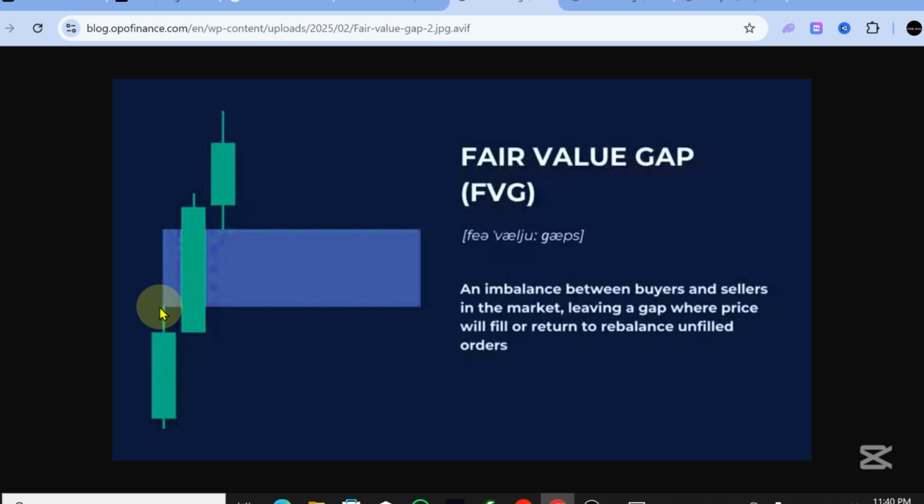This particular place is the body of the candle, and this place is the body of the candle. This tiny place is what we call the wick of the candle. The wick of this candle and the wick of this candle should not overlap. There should be a space between them. It is this space that we call fair value gap.